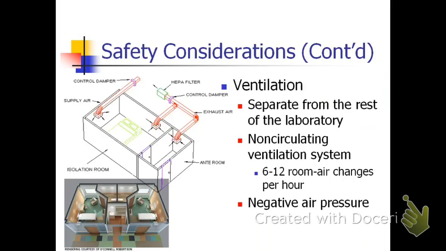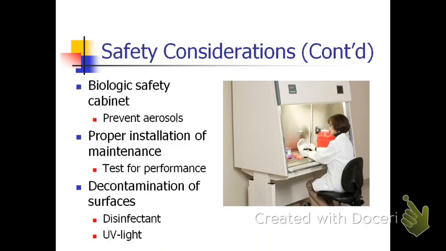And then a mycobacterium laboratory should be separated from the rest of the laboratory because the organism is airborne. Okay, so there should be proper ventilation, ideally with negative air pressure. Non-circulating ventilation, which means that there would be 6 to 12 room air changes per hour. So this must be a very expensive laboratory.